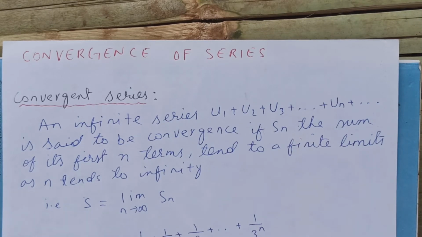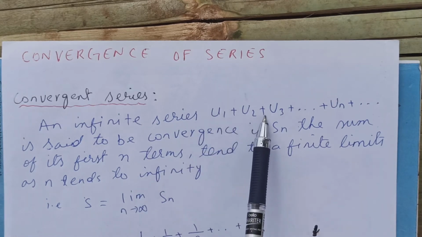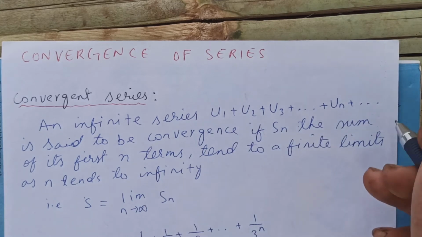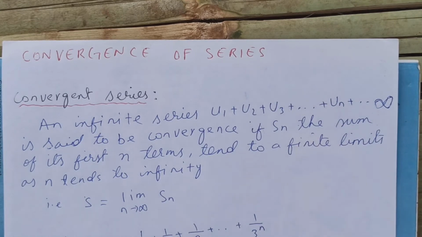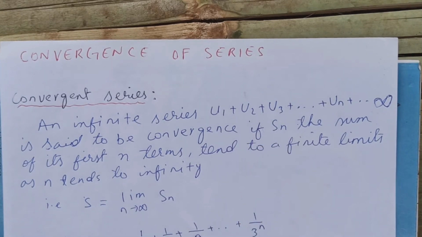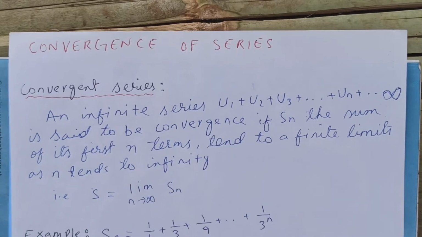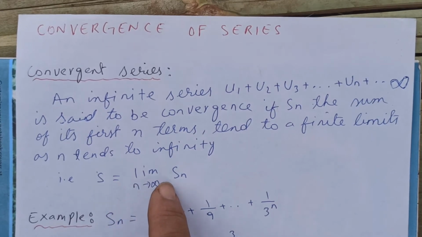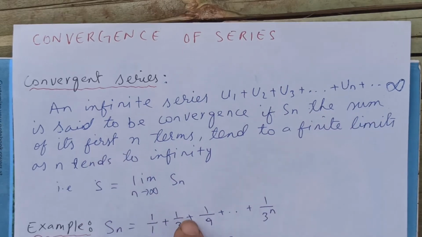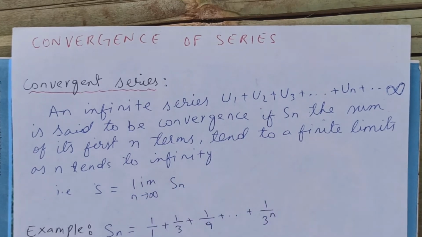A convergent series is an infinite series like this: u1 plus u2 plus u3 plus and so on plus un plus and so on up to infinity. That is what I call an infinite series. It is said to be convergent if Sn, the sum of its first n terms, tends to a finite limit s as n tends to infinity. Symbolically we write s equals limit n tends to infinity of Sn. Sn is nothing but the sum of its first n terms, and if this limit tends to a finite value, then we say that this series is a convergent series.